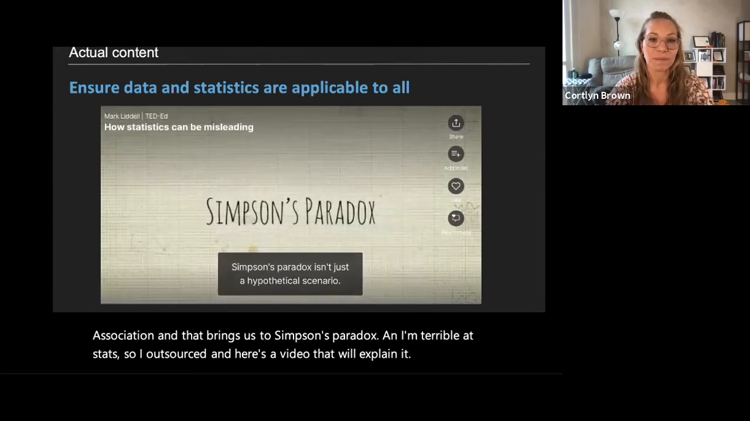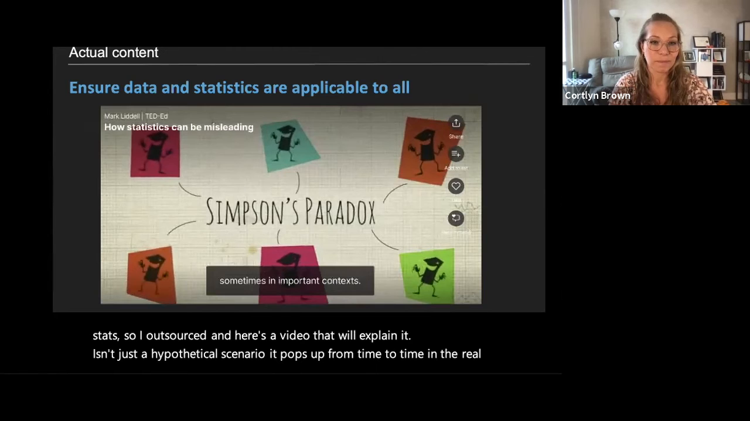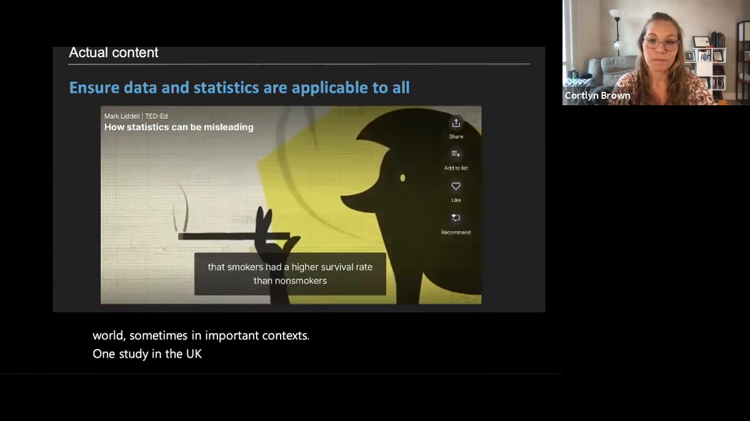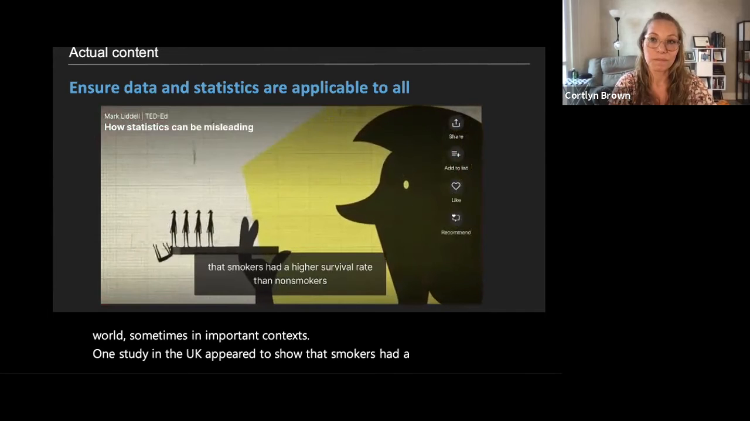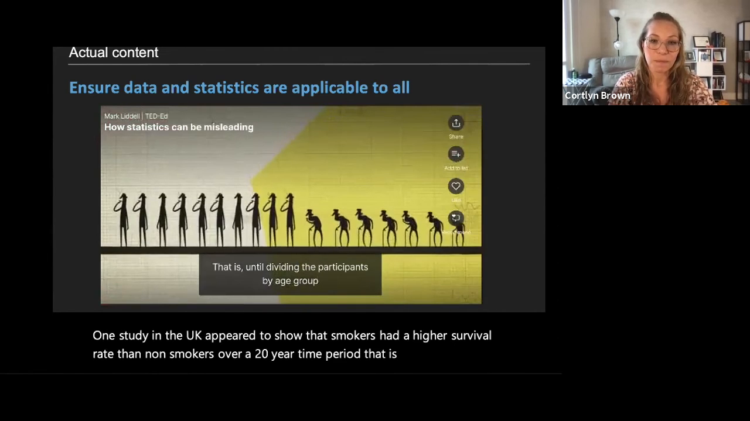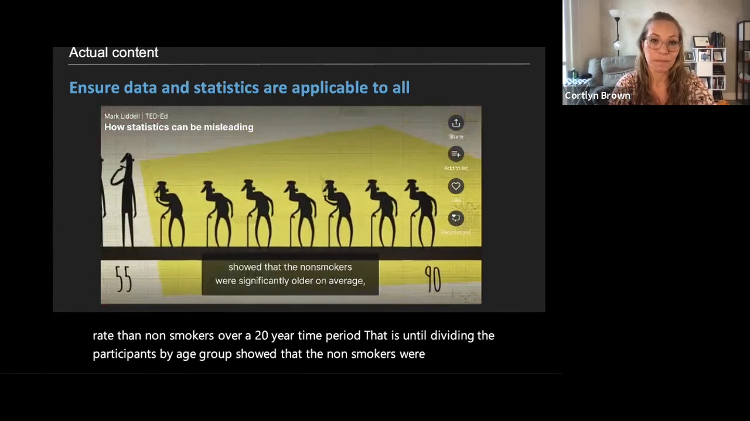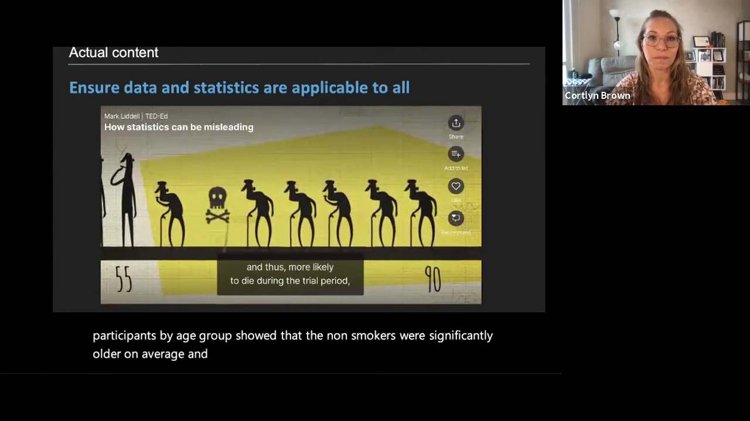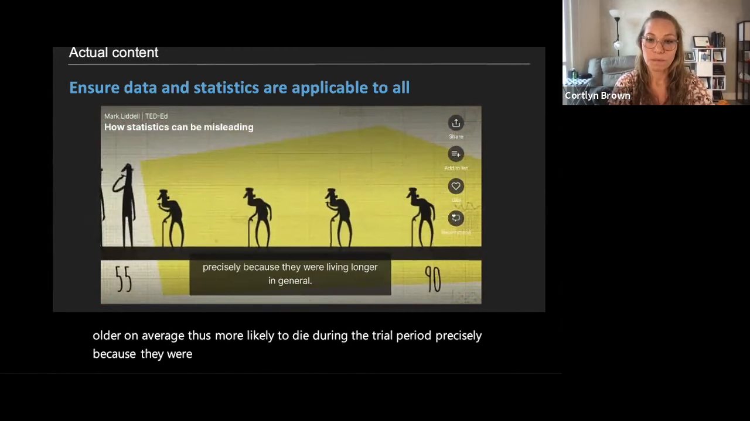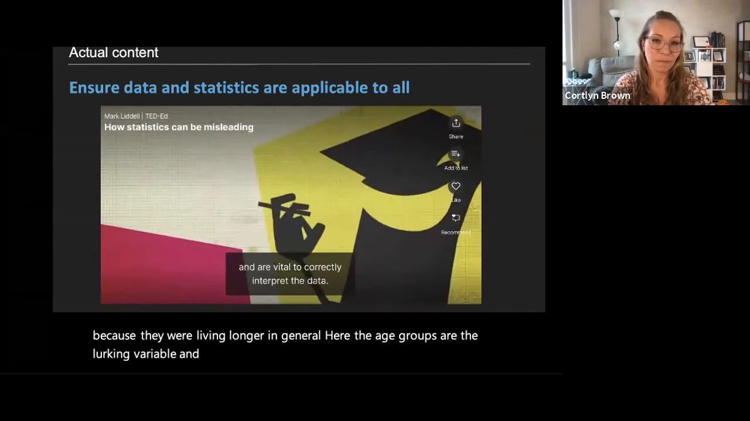Isn't just a hypothetical scenario. It pops up from time to time in the real world, sometimes in important contexts. One study in the UK appeared to show that smokers had a higher survival rate than non-smokers over a 20-year time period. That is, until dividing the participants by age group showed that the non-smokers were significantly older on average, and thus more likely to die during the trial period, precisely because they were living longer in general. Here, the age groups are the lurking variable and are vital to correctly interpret the data.